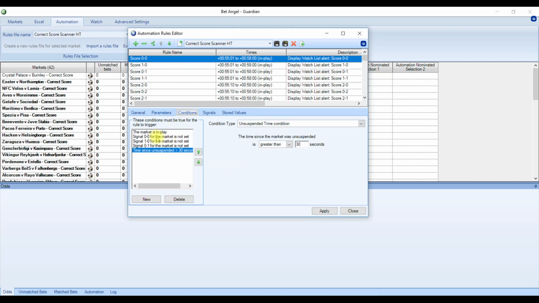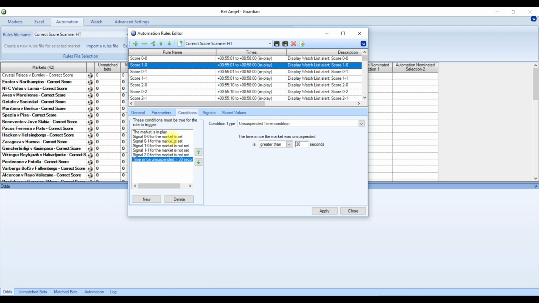So if we take the scoreline 0-0 for example, it's going to check three scorelines: 0-0, 1-0 and 0-1. Now remember, if the weight of money is greater than 99%, it will be set with a value. So if the current score is 0-0, the signal 0-0 for the market is not set with a value, which means the weight of money is less than 99% for 1-0 and 0-1 as well. But if we look at the 1-0 market, we can see that 0-0 is set with a value and 0-1 is also set with a value.